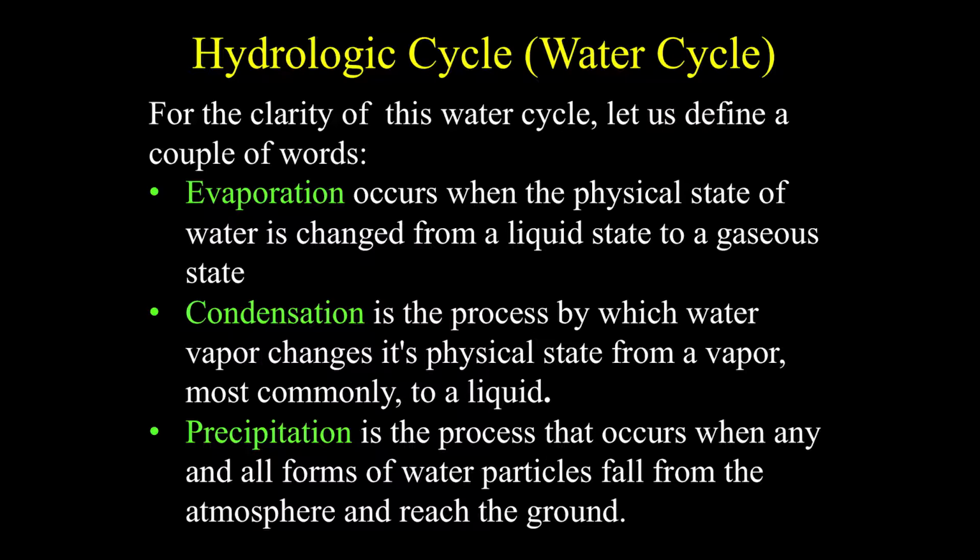Condensation. Condensation is the process by which water vapor changes its physical state from a vapor, most commonly, to a liquid. Precipitation. Precipitation is the process that occurs when any and all forms of water particles fall from the atmosphere and reach the ground.